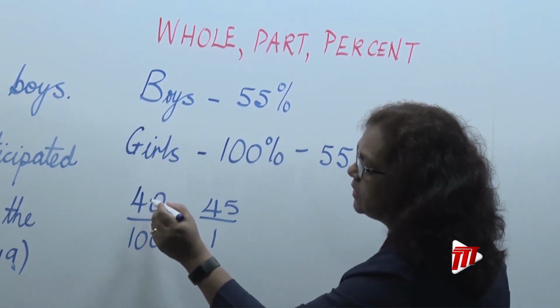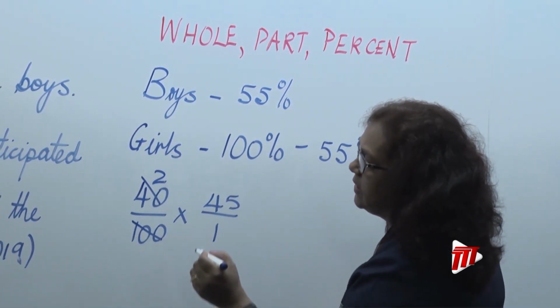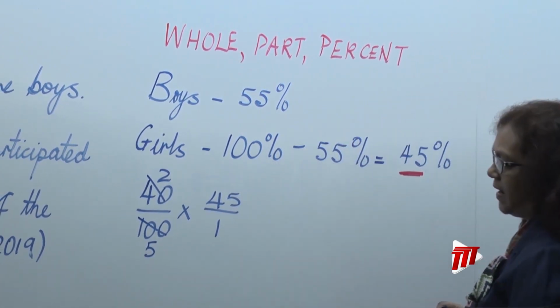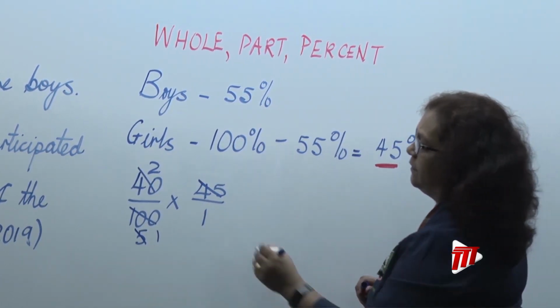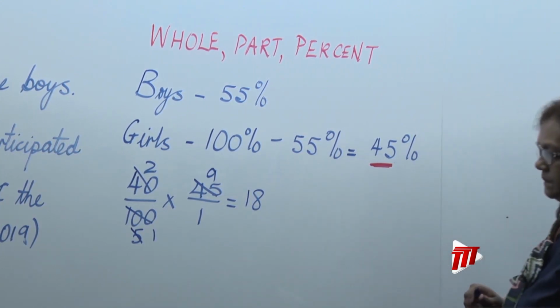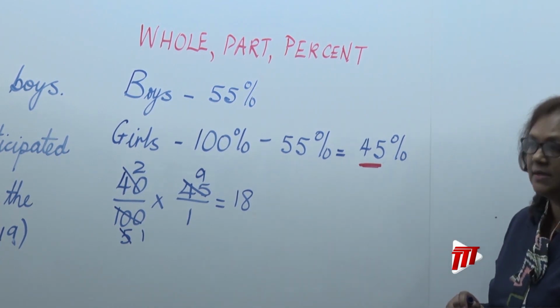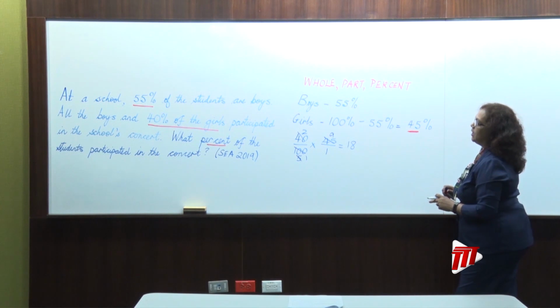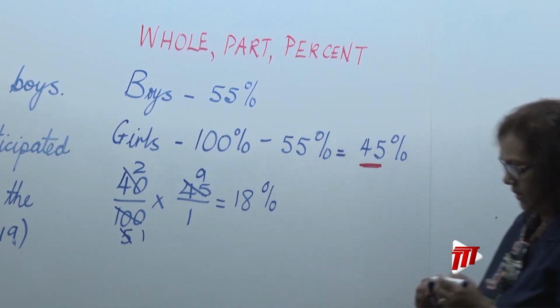So I can reduce: I can divide by 20, I'm going to get 2, and I'm going to divide my 100 by 20, I'm going to get 5. 45 can be divided by 5 9 times. 9 twos are 18. So this 18 here does not represent 18 girls, it represents 18% of the students. It represents 18% of the total student body. So I must write my percent.